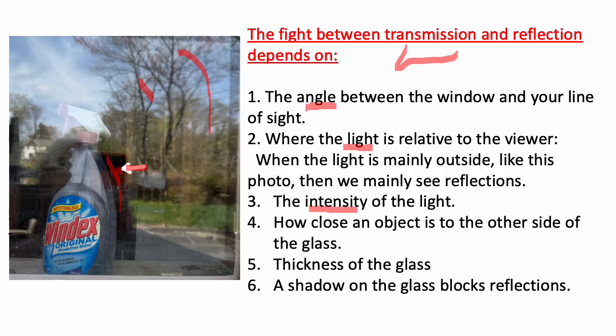And the intensity of light is important. Outside light is very intense, so it causes very strong reflections. How close is the object to the other side of the glass? Well, one reason we can see this Windex bottle is because it's right next to the glass. And also, I cast a shadow on the glass, which blocks the reflections, so that makes it easier to see this bottle. And then the final issue is the thickness of the glass. The thicker the glass, the less likely it is that light is transmitted through.